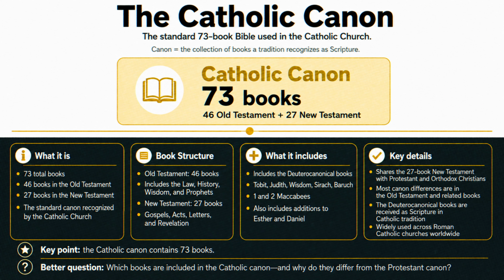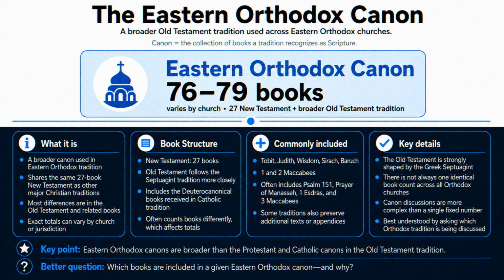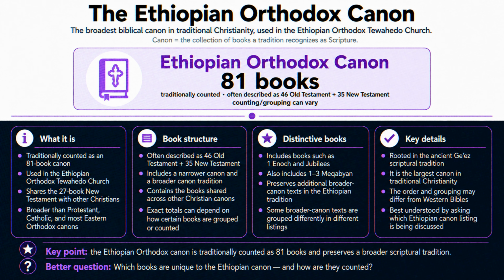The deuterocanonical books. Yeah, these are historical and wisdom texts like Tobit, the Book of Wisdom, and 1st and 2nd Maccabees. And it expands even from there, because the Eastern Orthodox tradition includes anywhere from 76 to 81 books, depending on the regional church. That's right. And then you have the Ethiopian Orthodox tradition, which has 81 plus books. It brings in ancient texts like the Book of Enoch and the Book of Jubilees. Books that the other 3 major families do not include at all. Not at all.